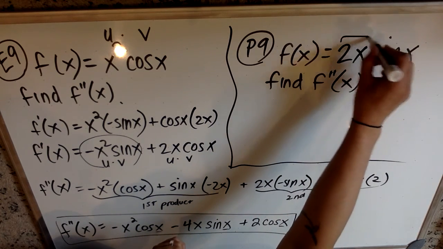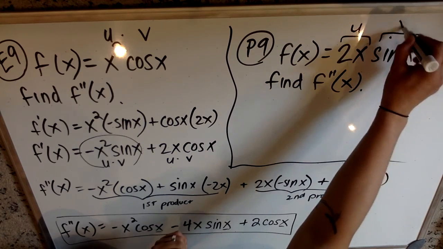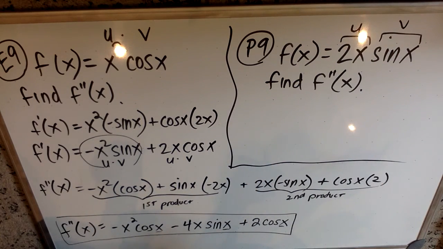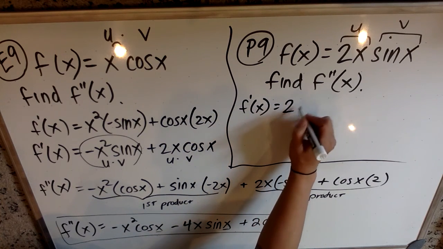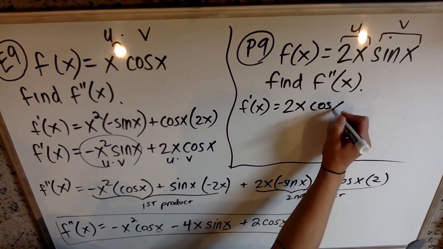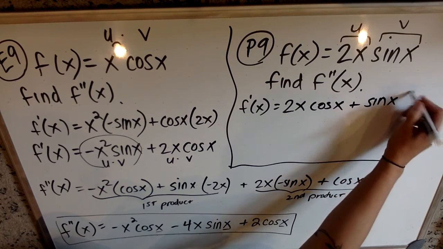So again, I have a product. I'm going to have a u and my v. My u is the 2x. You can put the 2 with either function, it's just easier to put it with the x. So my f prime of x is going to be u dv, which is going to be cosine x, plus v, which is sine of x, du is a 2.